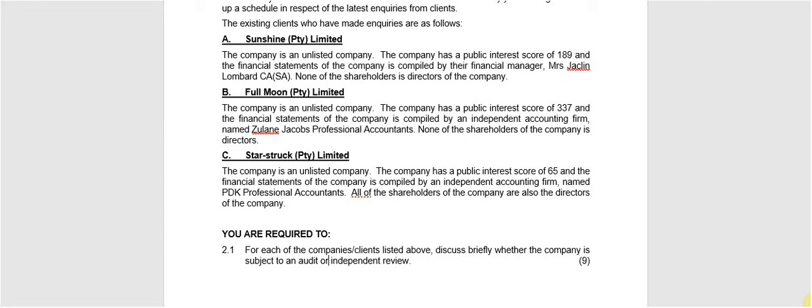So now we need to go and look at a number of issues within this question. I've set up an Excel spreadsheet so that we can go and look at the facts that are available. So in the required part, you need to discuss whether this is now an audit or an independent review. So there's a number of things that we need to look at. So let's just quickly draw an overview of what needs to be considered before we decide how we're going to answer the question. So the first thing we need to look at is the public interest score.